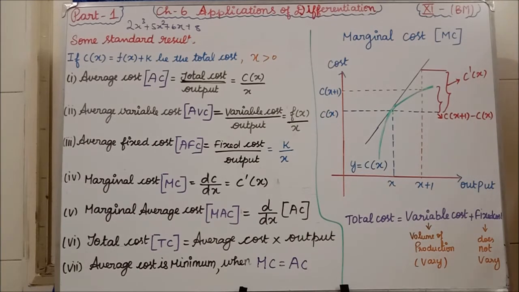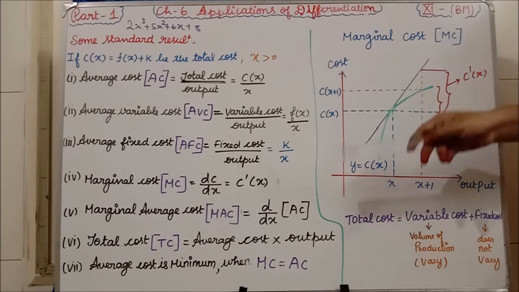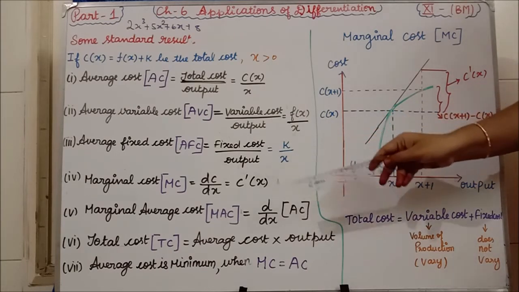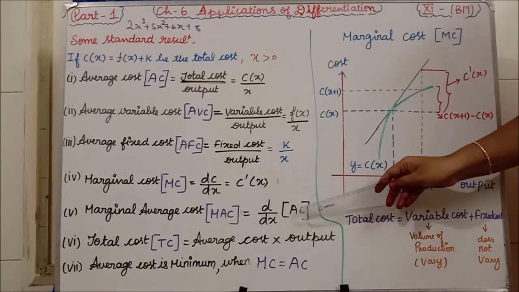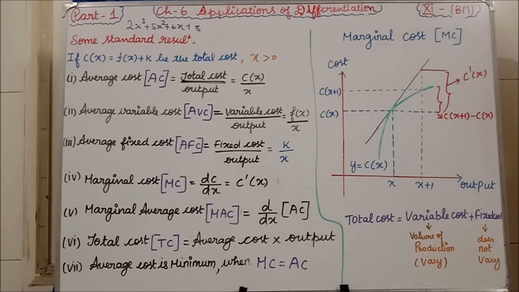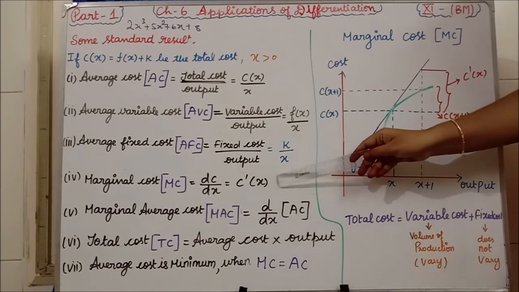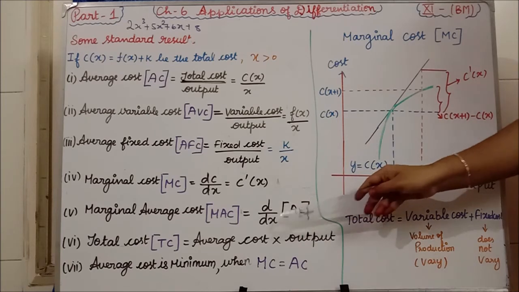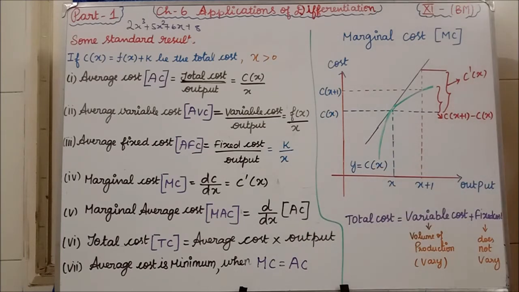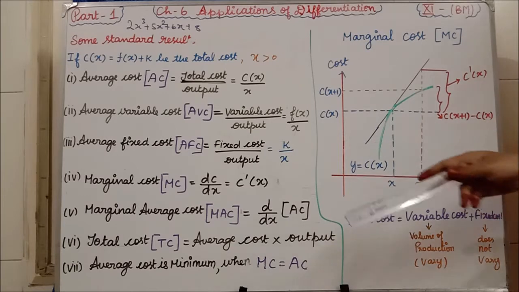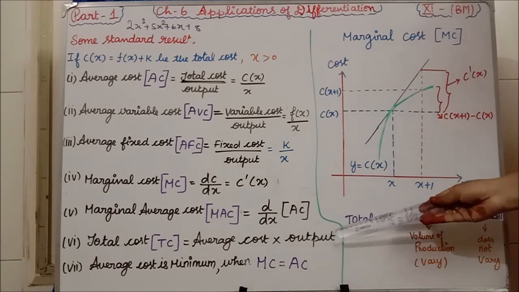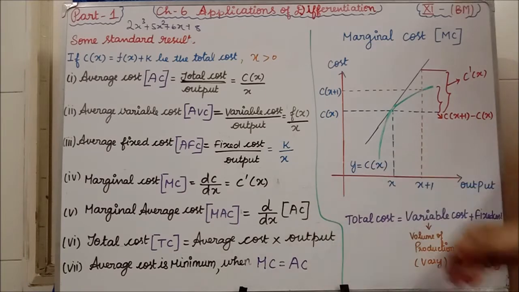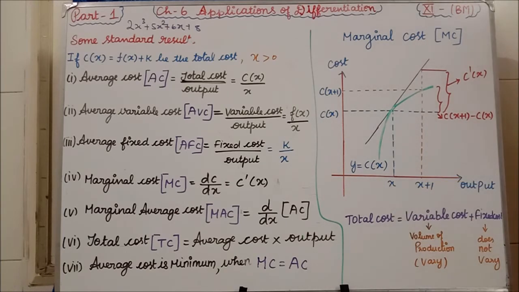Marginal cost means you have to differentiate the cost. Marginal average cost means you have to differentiate the average cost with respect to x. Clear all of you? Total cost is equal to average cost into output. We have one more result, the last, seventh one: when average cost is minimum, at that time marginal cost will be equal to average cost.